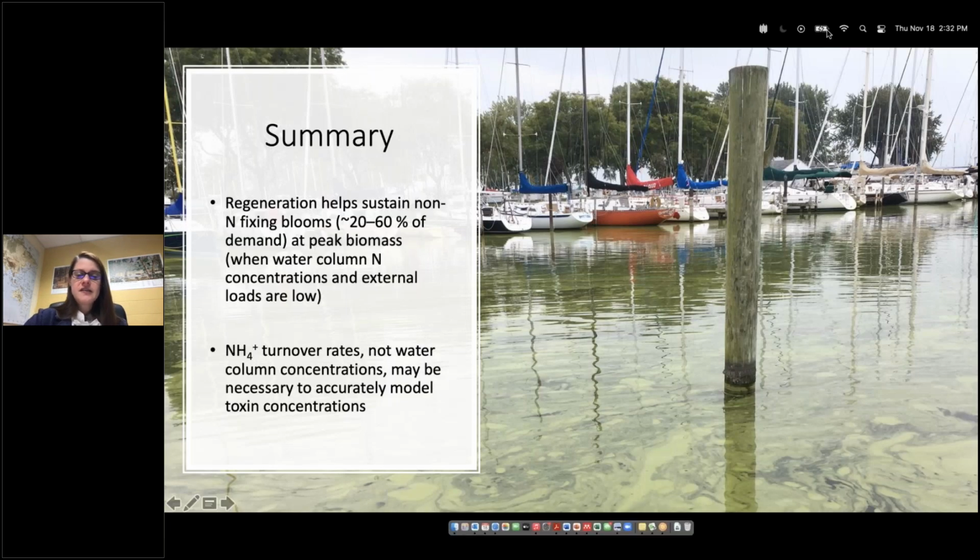All right, so in summary then, we can see that ammonium regeneration helps sustain non-nitrogen fixing blooms in Lake Erie that accounts for 20 to 60% of the demand, even at peak biomass. And this is really important because that peak biomass time correlates to when water column nitrogen concentrations and external loads are extremely low. Additionally, we think that ammonium turnover rates, not concentrations, might be what's necessary to accurately model toxin concentrations to get us past that R² of about 0.5 or so.